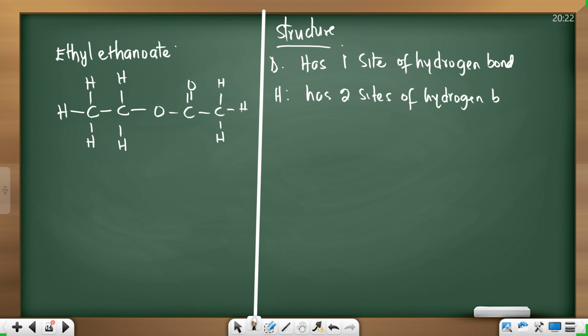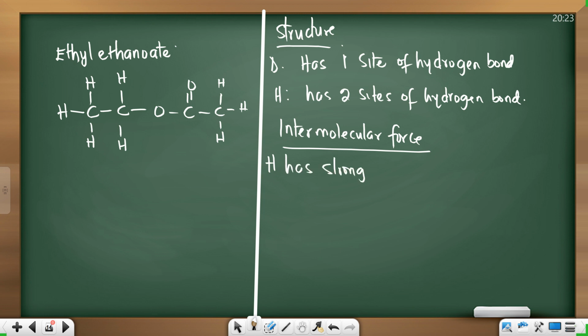The second point is IMF, intermolecular. H has strong intermolecular forces compared to D. Lovely. So H has a stronger intermolecular force than D.